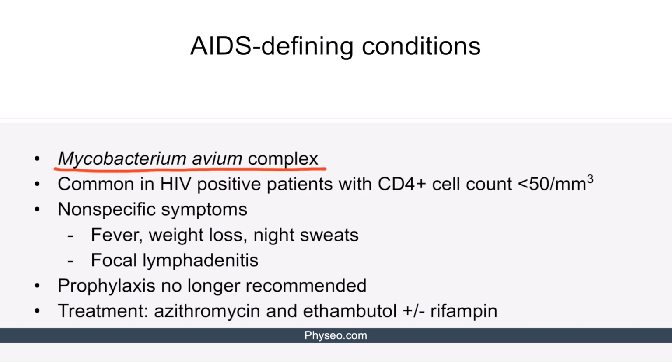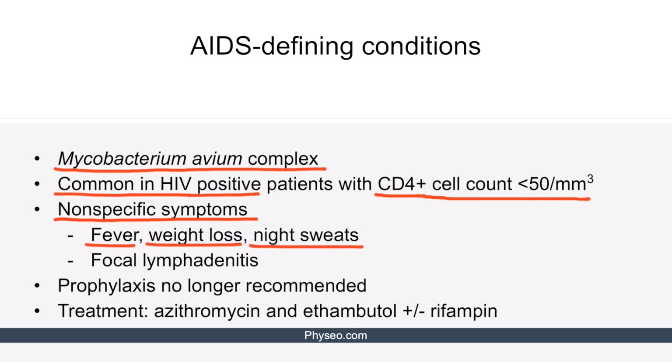Mycobacterium avium complex, MAC, or Mycobacterium avium intracellulare, is common in HIV-positive patients with CD4 counts less than 50. Now this MAC is an acid-fast bacillus just like all of the other mycobacteria. And MAC causes non-specific symptoms such as fever, weight loss, night sweats, or focal lymphadenitis.